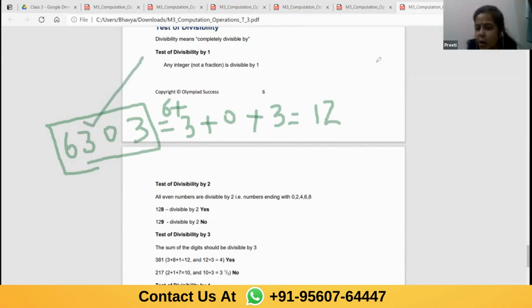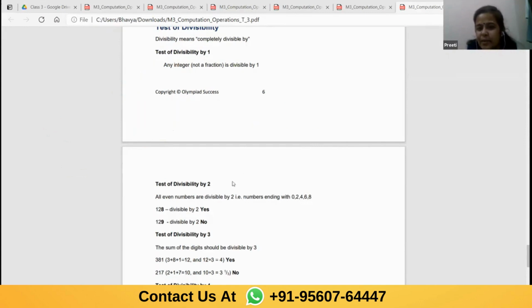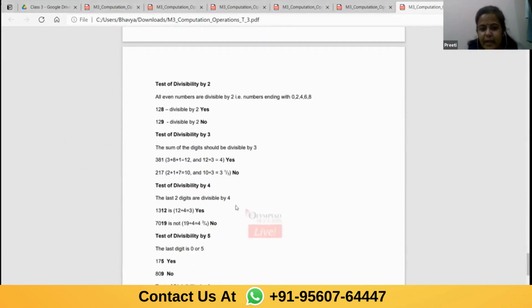Is it clear? All the numbers are divisible by 1, then divisibility of 2, then divisibility of 3. Shall we move ahead? Yes, ma'am.